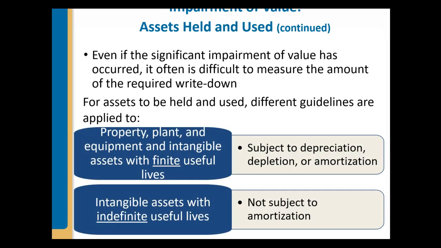For assets to be held and used, different guidelines apply to property, plant, and equipment and intangible assets with finite useful lives that are subject to depreciation, depletion, or amortization, versus intangible assets with indefinite useful lives, which are not subject to any type of amortization.